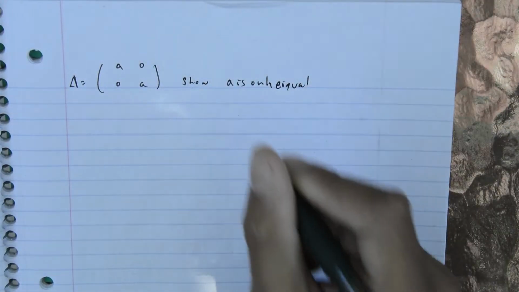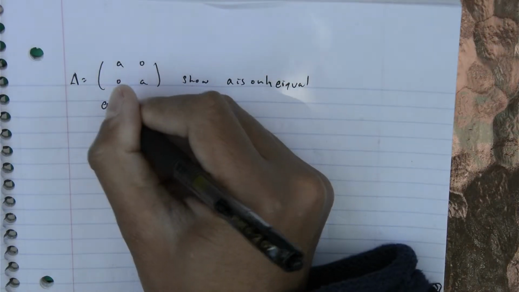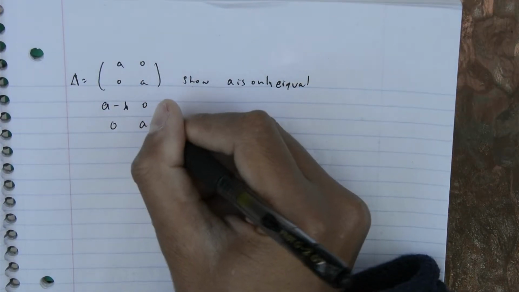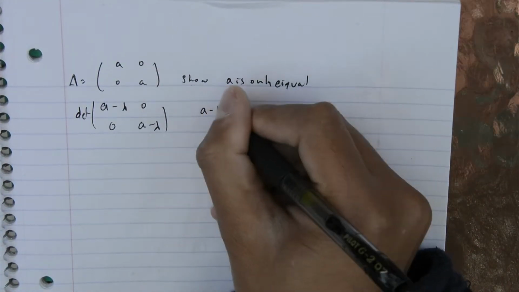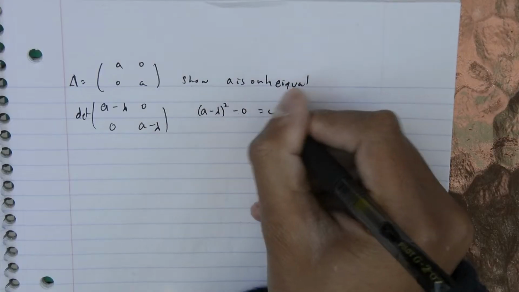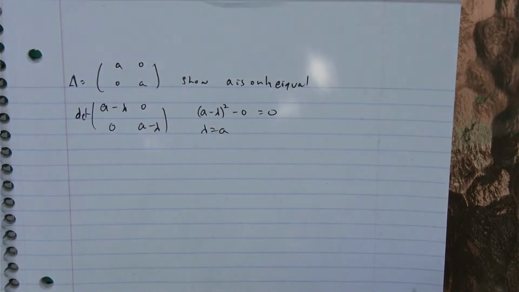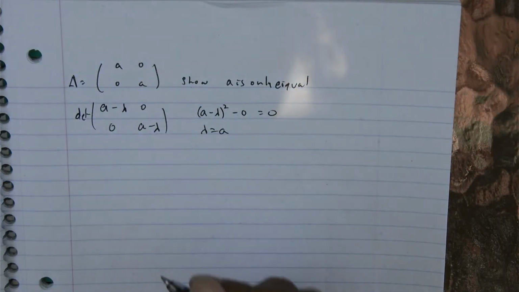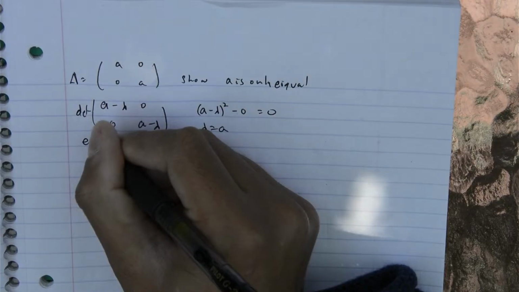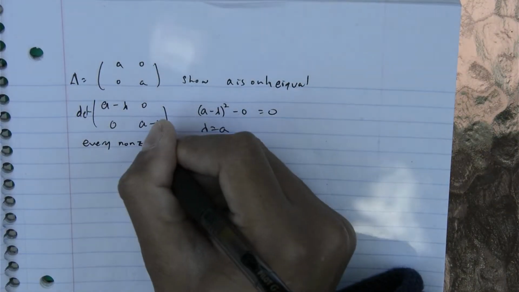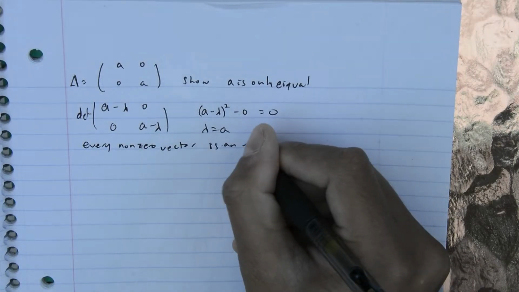Show A is the only eigenvalue. The way that we do that is we turn this into [A - lambda, 0; 0, A - lambda], and we compute the determinant of that. Then we get (A - lambda) squared minus 0 is equal to 0. So the only way to satisfy this is if lambda equals A. So then we're good there. But now we want to show, moving forward, that every non-zero vector is an eigenvector.